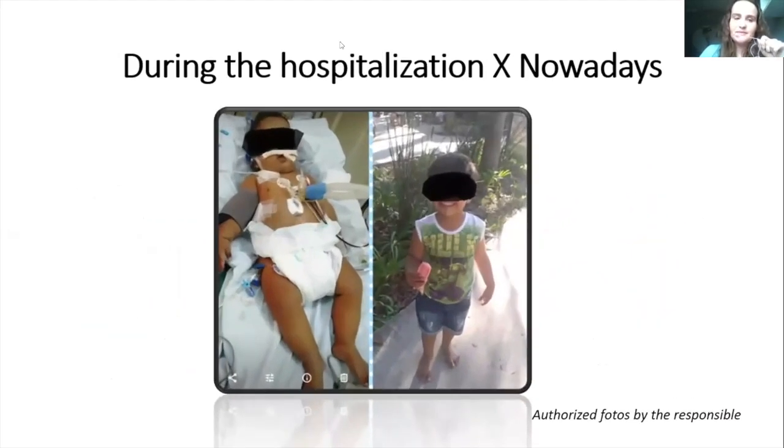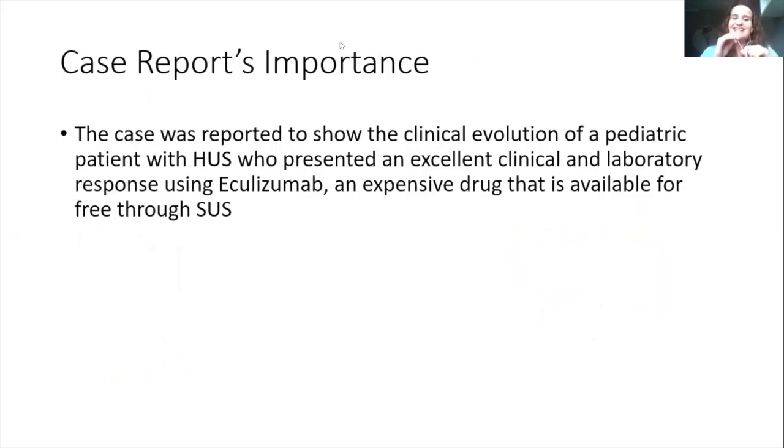Here we have a difference between his hospitalizations and nowadays. He's a really sweet boy. This is the report's importance: to show the clinical evolution of a pediatric patient with Hemolytic-Uremic Syndrome who presented an excellent clinical and laboratory response using Eculizumab, one of the most expensive drugs, which is available free through SUS. Besides not being free for everyone, you can have it through SUS. So it shows the importance of SUS in our country, that people can have access to medications that are so expensive.